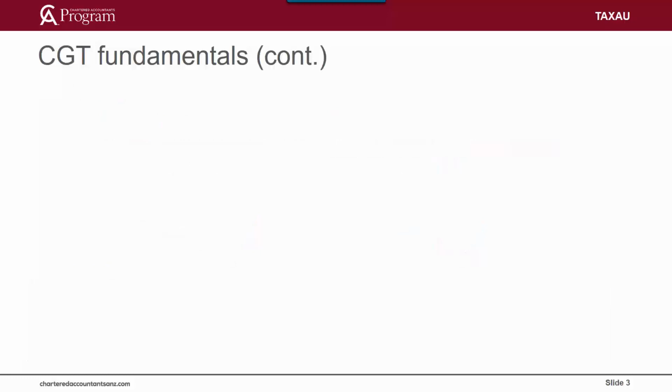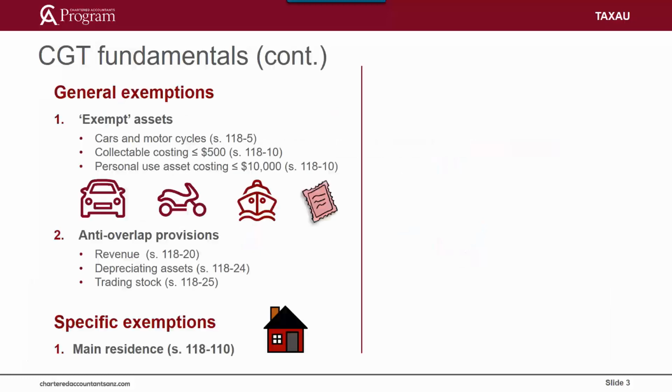You should also know from your studies that as the definition of a CGT asset is so broad, just about everything is included. Therefore, the scope of CGT is limited by the application of exemptions. A common mistake made by candidates in an exam is to forget that these exemptions can be applied when calculating a deemed capital gain or loss under CGT event I1.